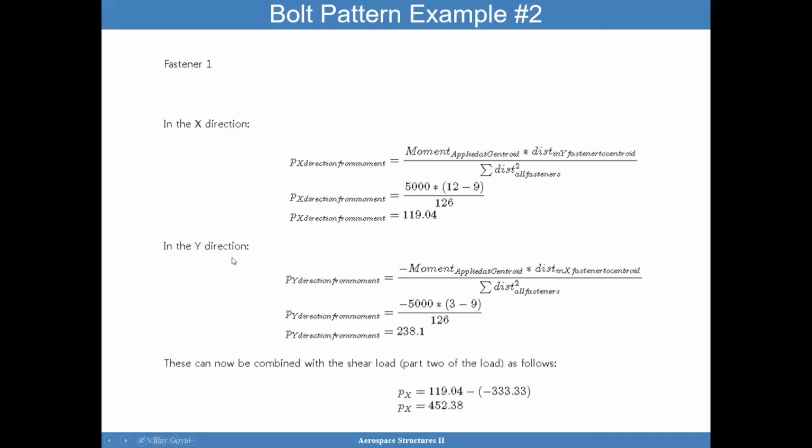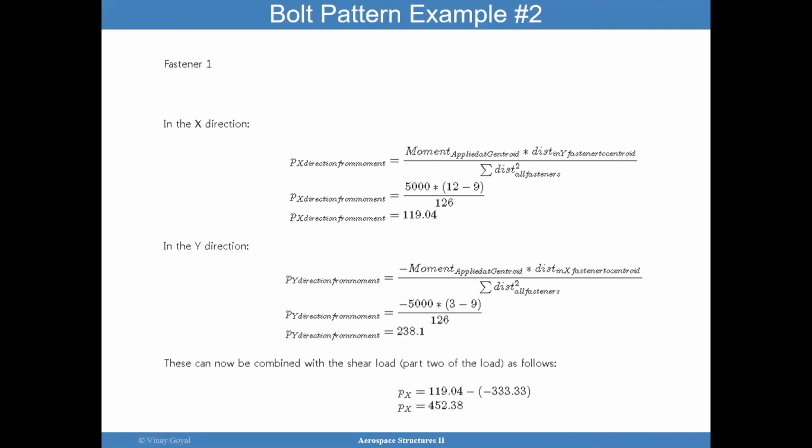In the y direction, I have the moment applied again times the distance in the x direction between the fastener and the point of moment application. That's 3 minus 9. The moment is 5,000 pound-inches. And then the total squared distance of all the fasteners to the center is 126. So in this calculation, I find the force in the y direction is 238.1.